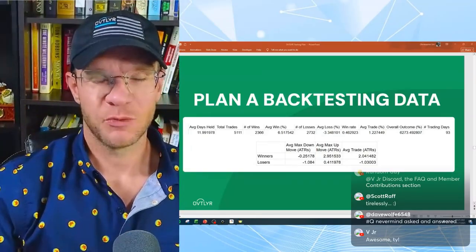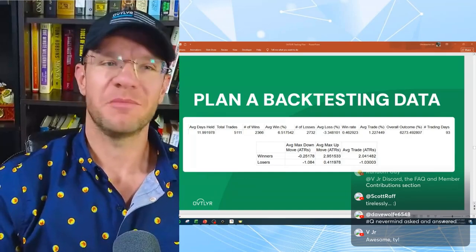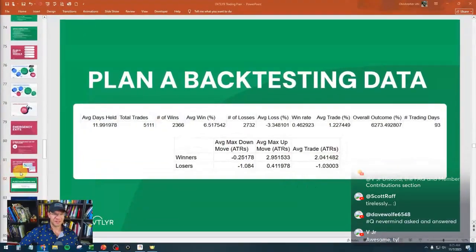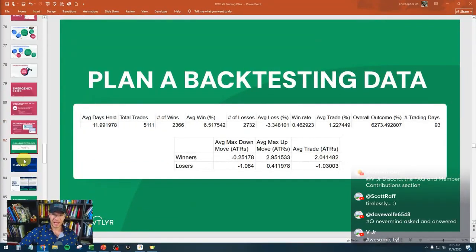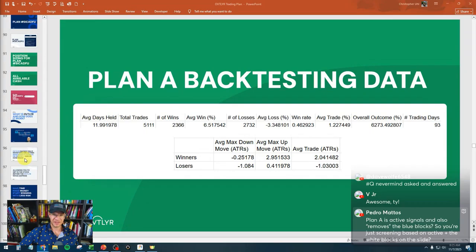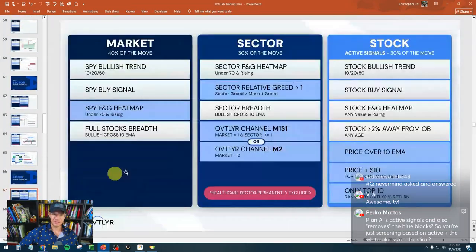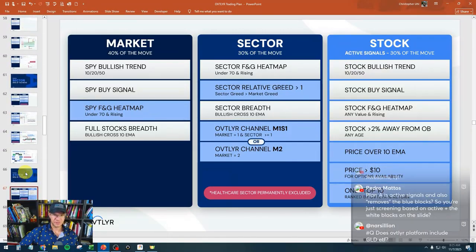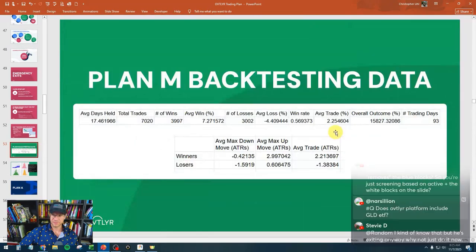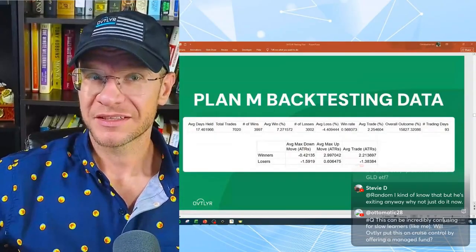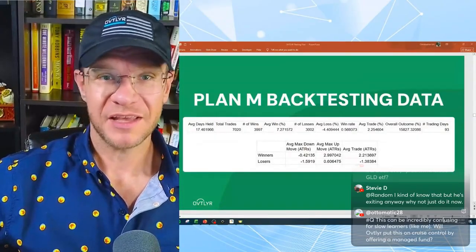So Scott's like, we need to call this plan M. Plan M for money, baby. And I was like, I agree with you, my friend. Interestingly enough, plan M and plan A have basically the exact same signals for entering. The only change is going from active signal to swing signal. And as I showed earlier, the back test for plan M shows 2.25% average return per trade, which is literally double what plan A is.